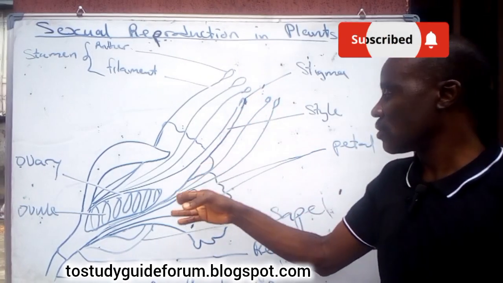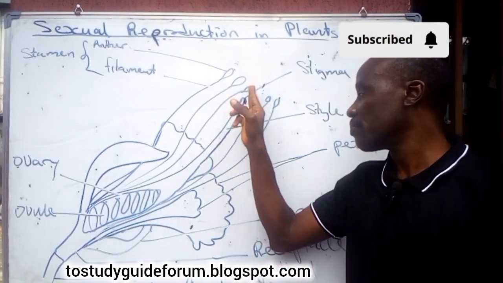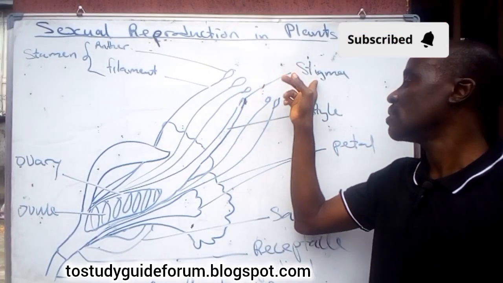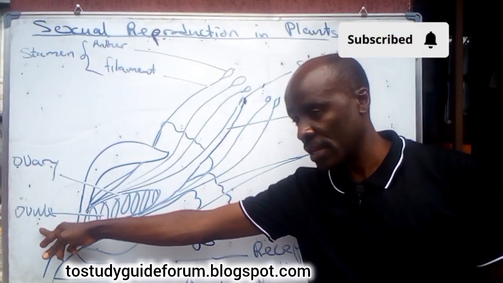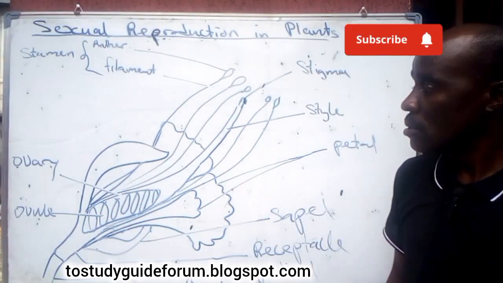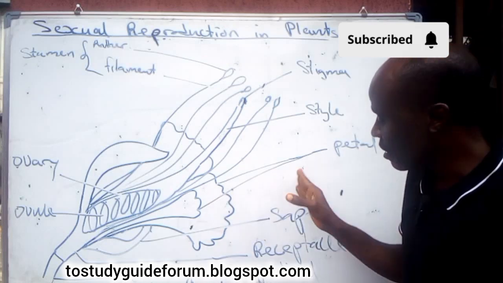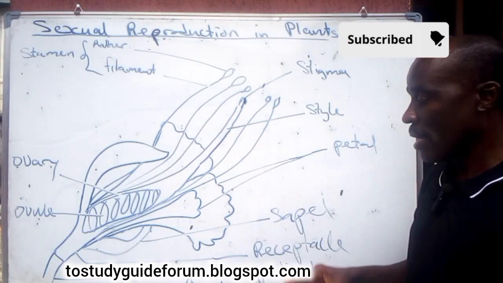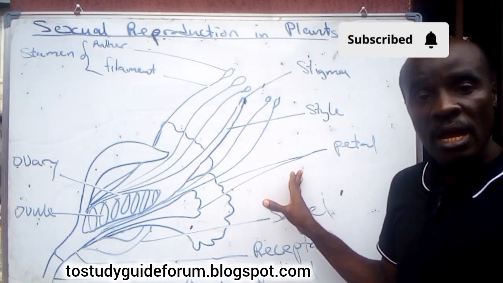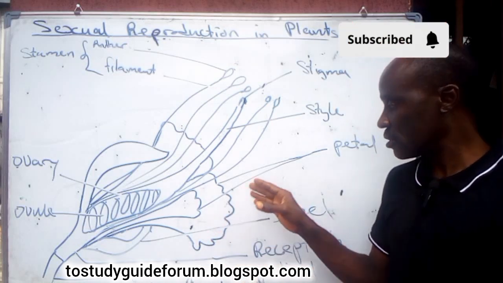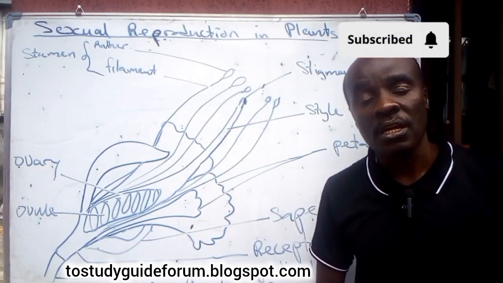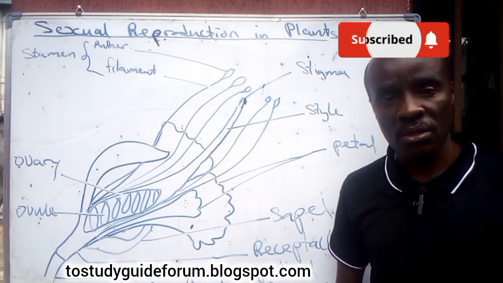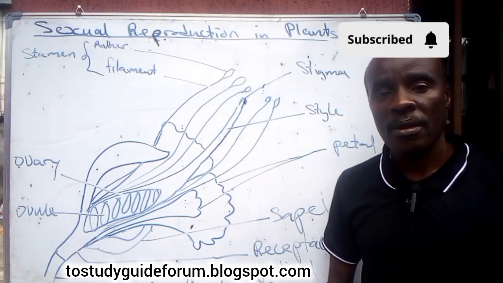reproductive part comprises of the pistil. From here to here is called the pistil. There we have the stigma, we have the style, we have the ovary, and we have the ovule. So, this other one we have the petal, the sepal. Then we might not be really going deep into this other one because we really want to talk about the sexual reproduction in plants.